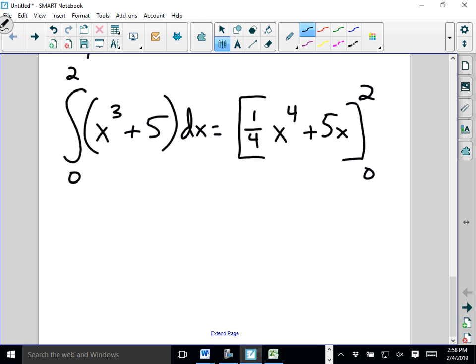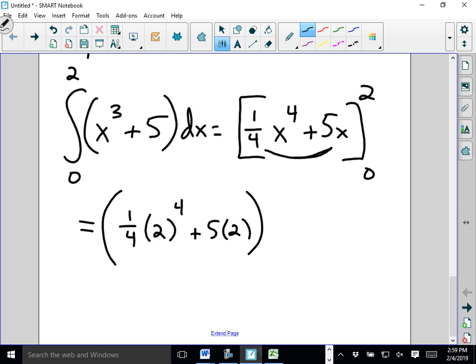Now here's where we definitely want to use our parentheses. Anytime my antiderivative has 2 or more terms, you got to be very careful to make sure that you're actually doing capital F of B minus capital F of A. Right? So I want parentheses 1/4 2 to the 4th plus 5 times 2 minus parentheses 1/4 0 to the 4th plus 5 times 0.